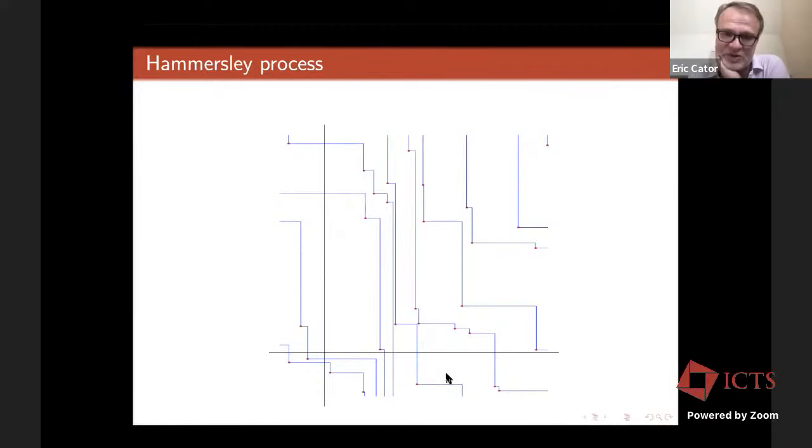And I'm happy to say that Pablo and I did some work on this also in our earlier years. Now, what I'm going to do now is I'm going to rotate this picture.